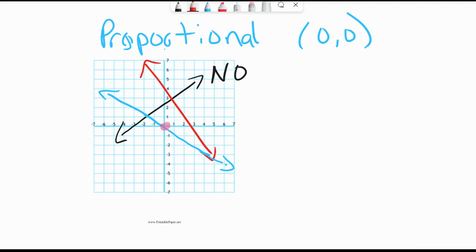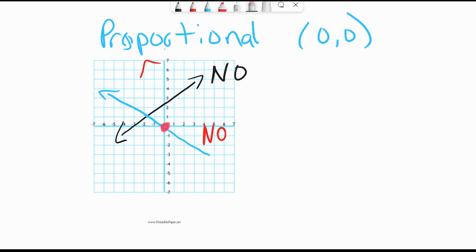The red line, if you look at the red line, it does not go through that point either. Okay, so we need it to go through this point, and if it doesn't go through that point on the graph, it's not proportional. So the red line is also no. Now, if you look at the blue line, it goes directly through the point of origin. And if it goes directly through the point of origin, you would say, yes, it is proportional.